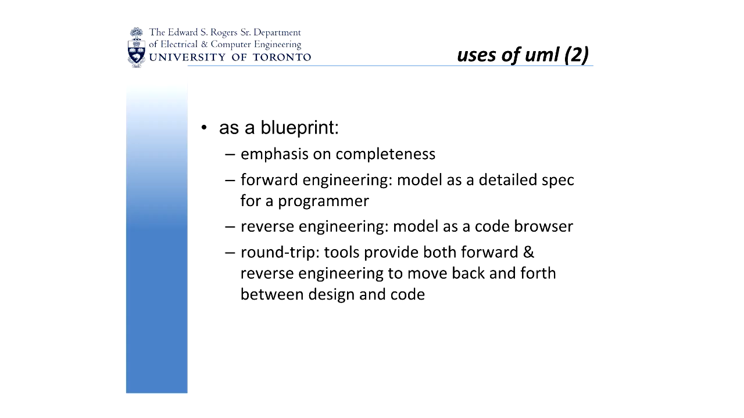The next level is using UML as a blueprint, where the emphasis shifts toward completeness. Here, forward engineering involves creating a model that serves as a detailed specification for a programmer to follow. For reverse engineering, the model acts as a code browser. Many modern development environments support round-trip engineering, where tools allow you to move back and forth between the design and the code, keeping them in sync.